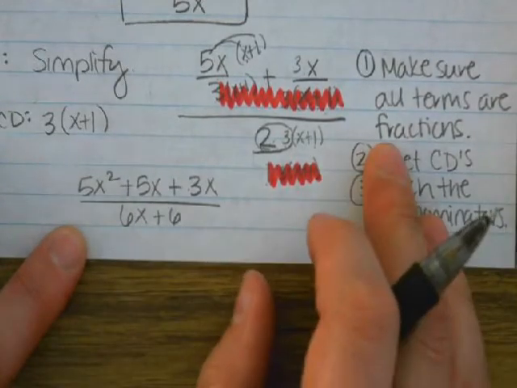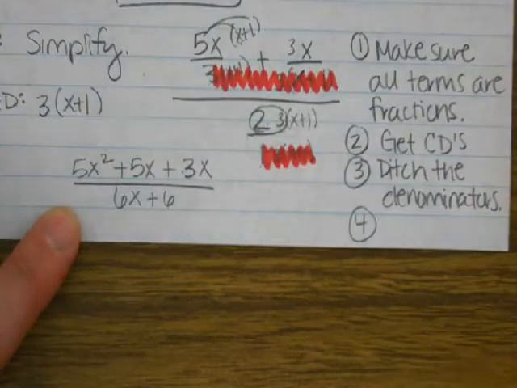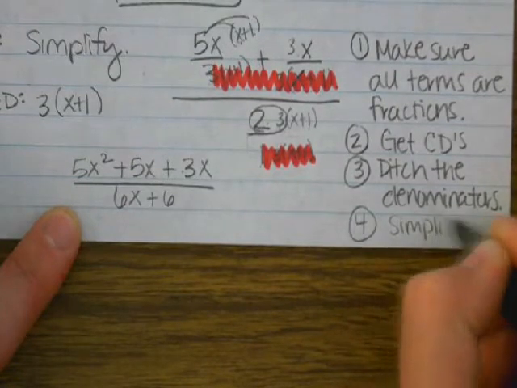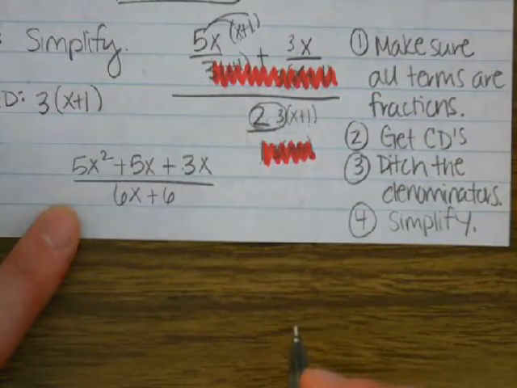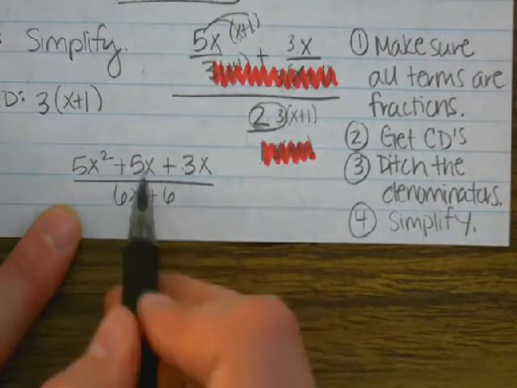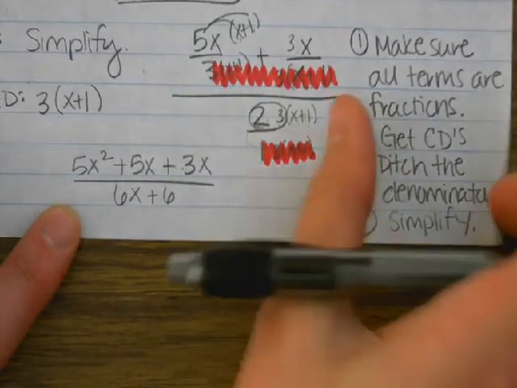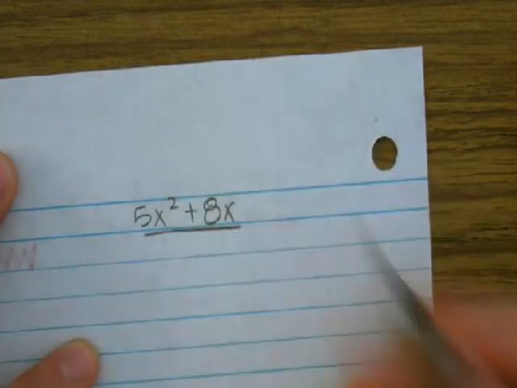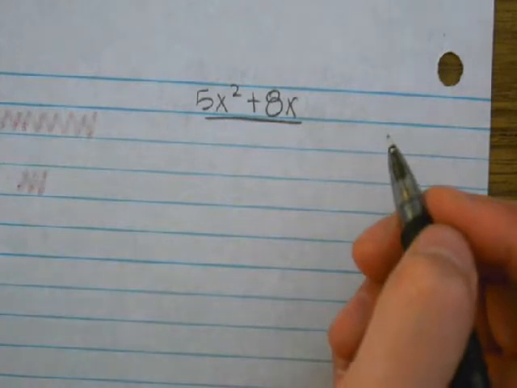Okay. And then what should our last step be? Simplify, right? Okay, do you have any like terms on the top you can combine? Yeah, 5x and 3x, what does that give you? 8x. So I'm going to go ahead and flip my paper over. I've got 5x squared plus 8x. And then on the bottom, did I have anything I could simplify on the bottom? 6x plus 6 in your like terms?